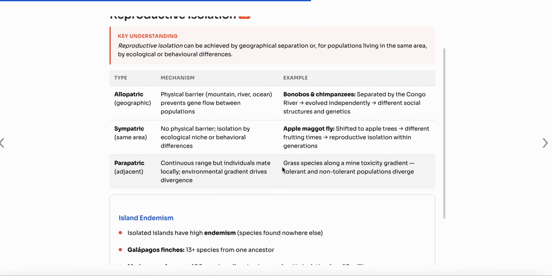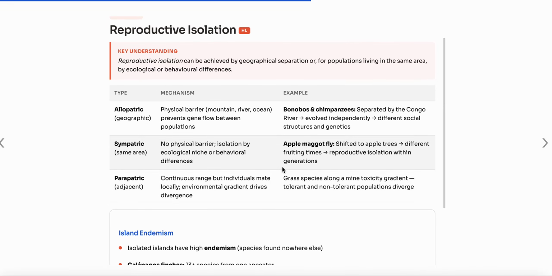We have another type of isolation, known as sympatric isolation, where there is no physical barrier, but they are isolated by an ecological niche or behavioral differences. The example is the apple maggot fly shifting to apple trees, which have different fruiting times, and reproductive isolation happened within a generation. So the population is in the same environment, but maybe there is some seasonal change or certain change which happened, and that results in isolation into a different species.